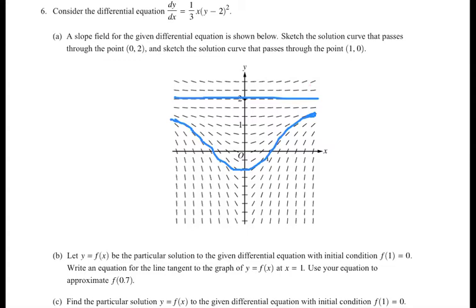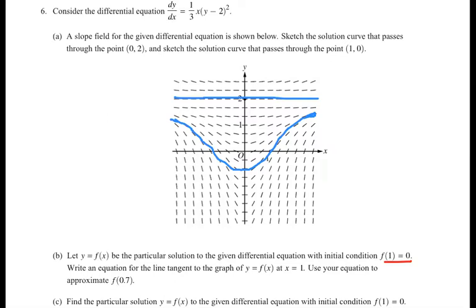Okay, problem B says let y equal f of x be a particular solution to the differential equation with the initial condition 1, 0 is on the line, write the equation for the tangent line to the graph of f of x at x equals 1. Use your equation to approximate f of 0.7.